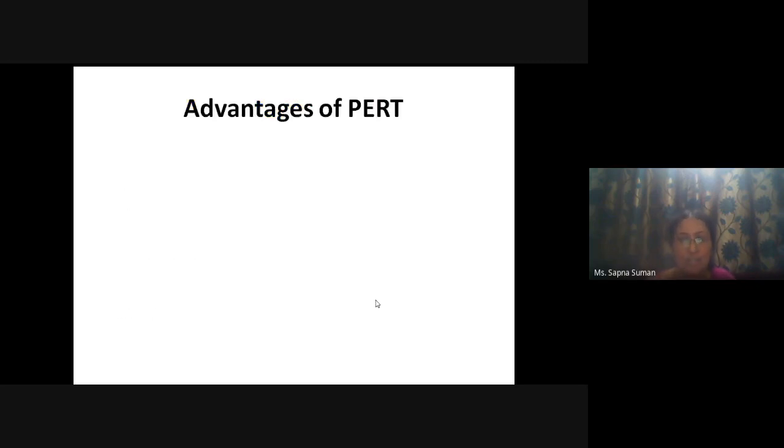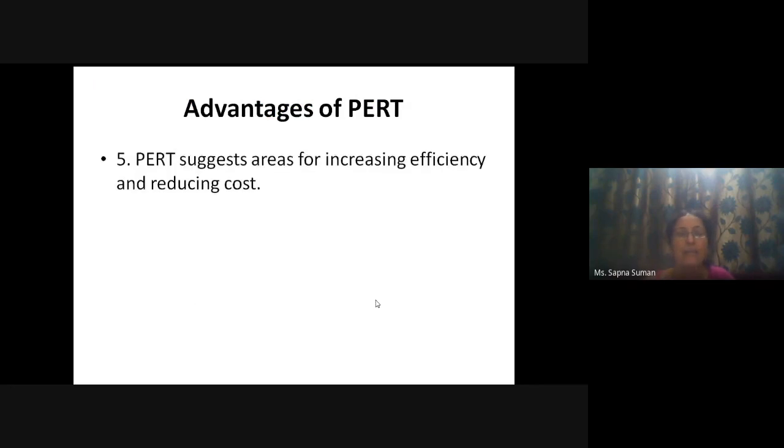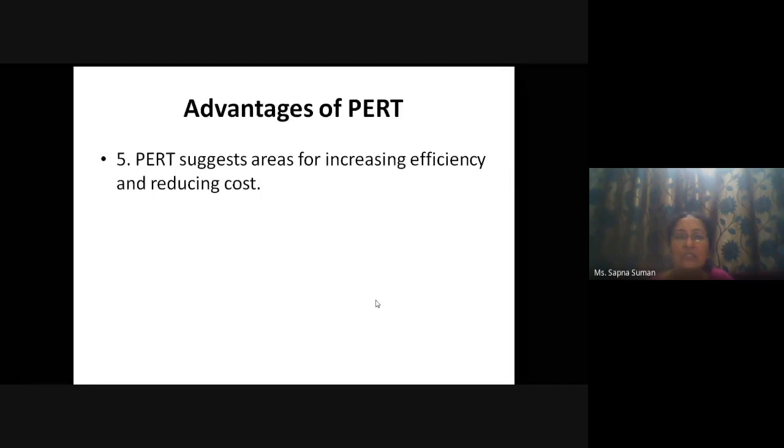Then after that, the other advantages, it also suggests areas for increasing efficiency and for reducing the cost. So while you're working, and since we can control the whole project, there are several tasks. So we can identify the tasks which are more important and the tasks which we can avoid.